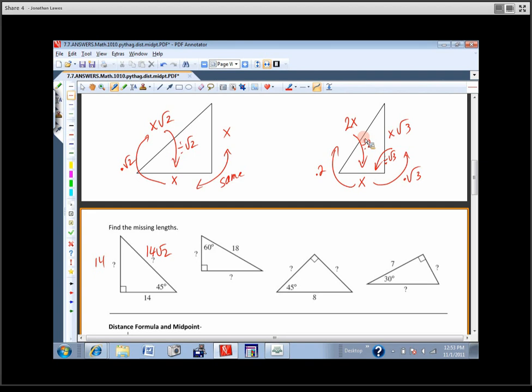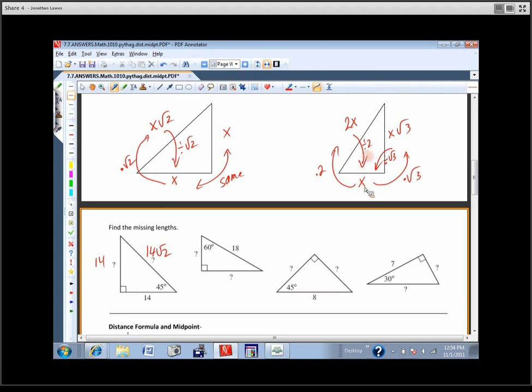They can't remember which one's a radical 3 and which one's a radical 2. They know it's one or the other, but they can't keep it straight. Here's how I keep it straight. The only one that has a 3 in its name... this is a 45, 45, 90. There are no 3's in its name. It doesn't have any radical 3's in it. This is a 30, 60, 90. It's got a 3 in its name. It's the one with a radical 3.